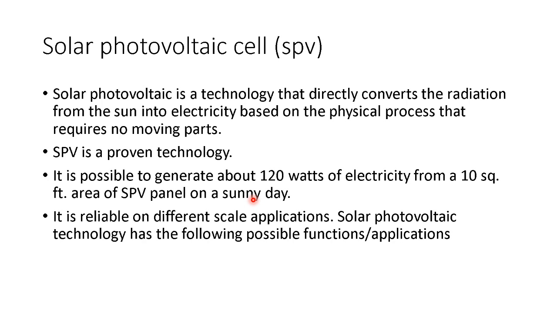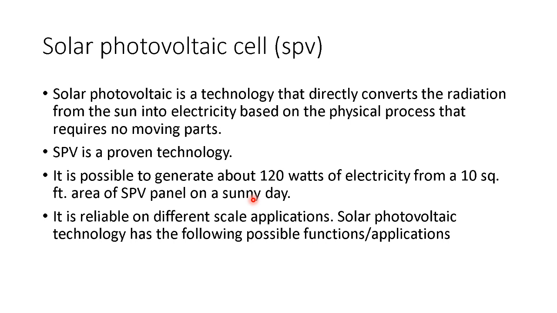So it is a technology that directly converts radiation from the sun into electricity based on a physical process that requires no moving parts. Okay. So once you install it, there is low maintenance, that means you just have to clean the surface if there is dirt, and no big machinery or any kind of things are required for solar photovoltaic cells. Okay. So SPV is a proven technology.